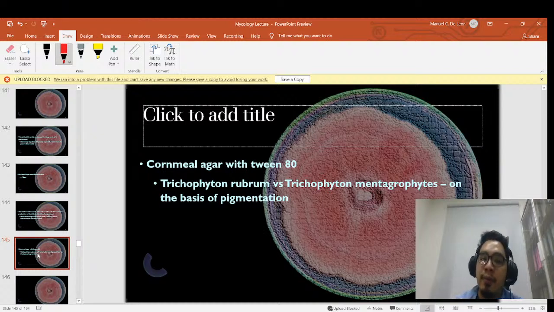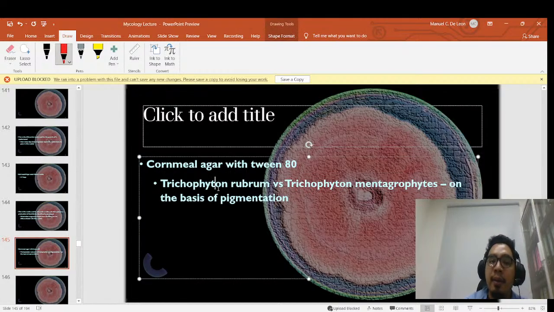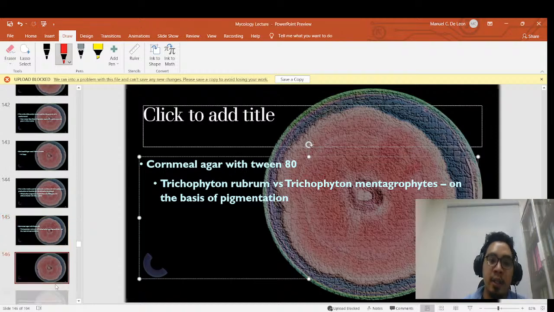And how do we differentiate Trichophyton rubrum from Trichophyton mentagrophytes? It's actually based on pigmentation. From the name itself, Trichophyton rubrum will produce a red colony. And for your information, the organism in the background of our PowerPoint presentation is actually Trichophyton rubrum. I just changed the appearance of the organism.